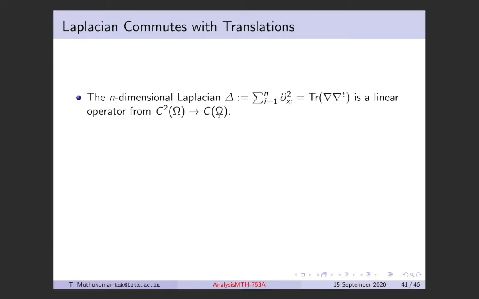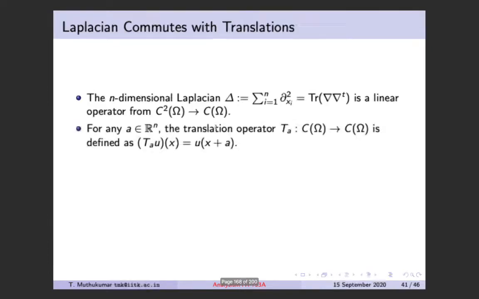One can see the map like that, which means it will take a function defined on omega. So say a real valued function from omega to R, which is twice differentiable. So u in C2 omega. Laplacian will take it to a continuous function, right? Because Laplacian is the second order operator, so it acts on a C2 function and will give you a continuous function.